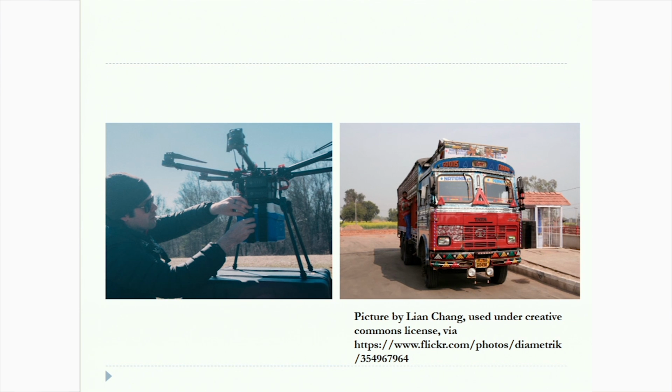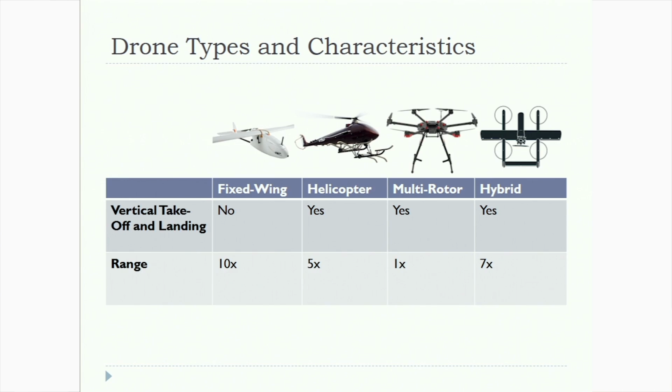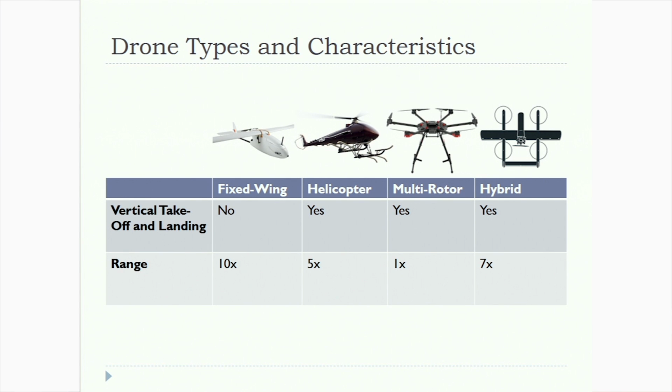In addition, there are different broad classes of drones with different characteristics. I show this because when I give this talk, I get lots of questions about how far the drone can fly and what it can carry. Some of that depends on what you want to do with it. On the left, we have an example of a fixed wing drone. It cannot do vertical takeoff and landing, but it has a really far range. Compared to a helicopter type drone, which can do vertical takeoff and landing, but doesn't have a great range.